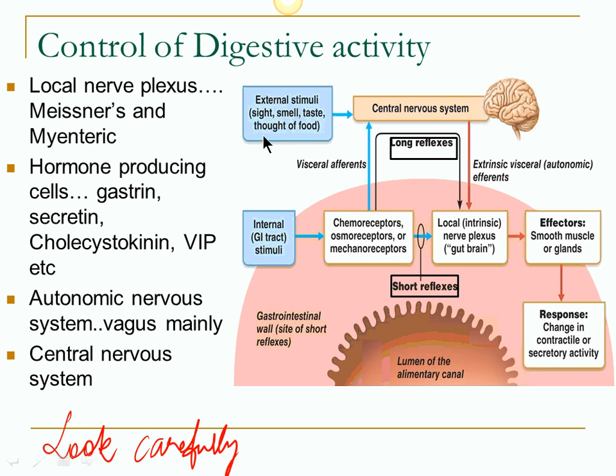So you can see these external stimuli go to the central nervous system, okay? And that stimulates the parasympathetic system, which mainly acts on the local nerve plexus and brings about the change. So you can see how all of this acts to finally bring about digestive activity, which is contraction of the muscle and secretion of the gland. And in some cases it may be inhibition, right? So the secretion is inhibited and the contractile activity is inhibited.